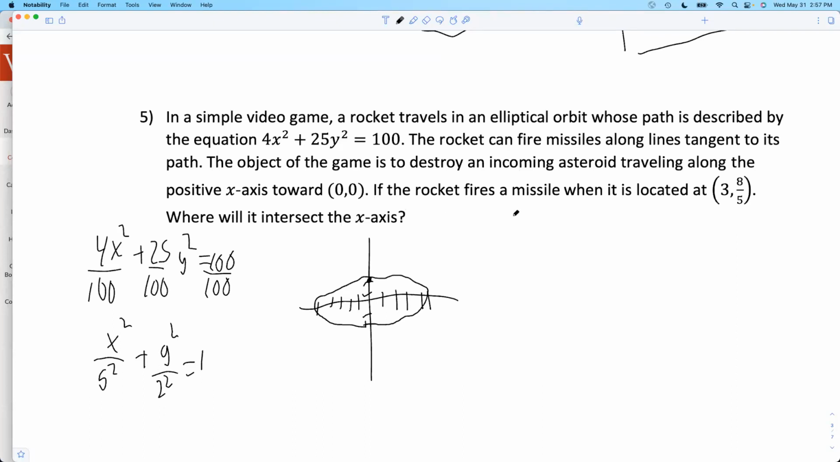A rocket is fired when we're at the point 3, 8/5. So at this point right here, I'm firing a rocket down this way. That rocket is going to come and eventually hit the x-axis right there. That's the point we're looking for. That's the point of this question.